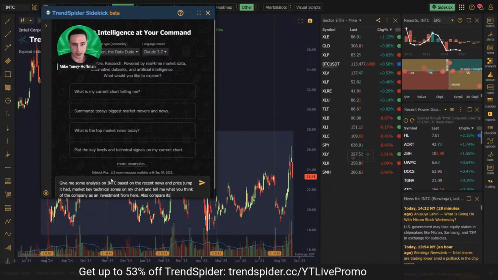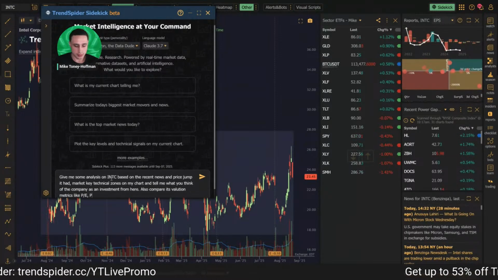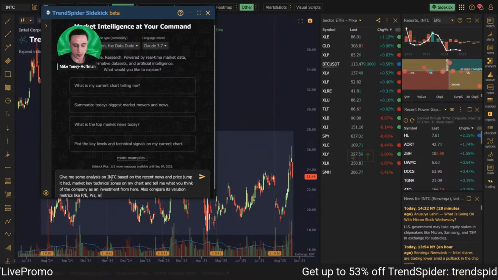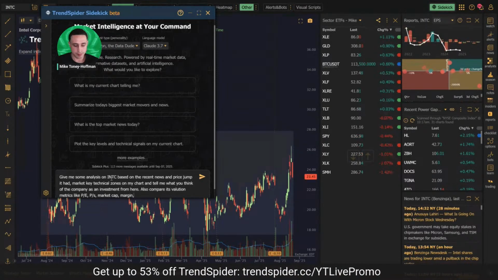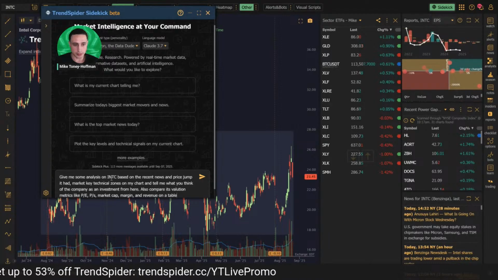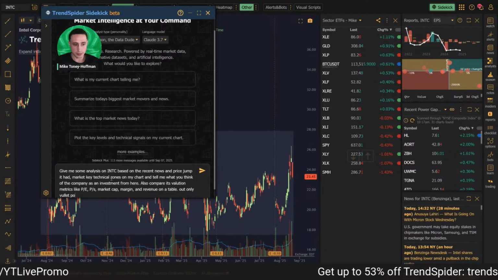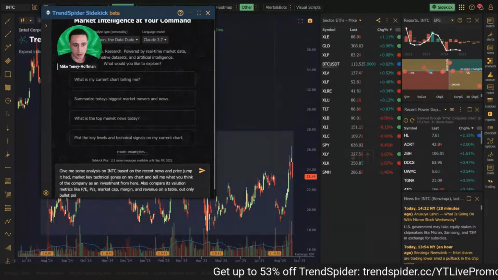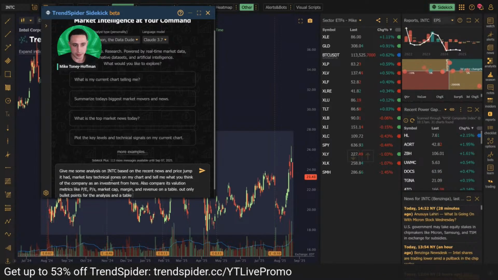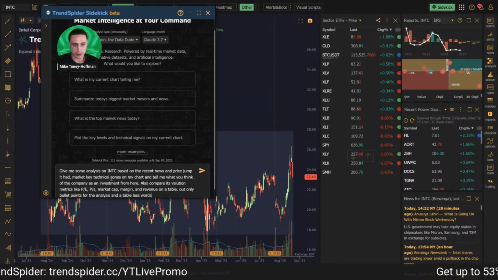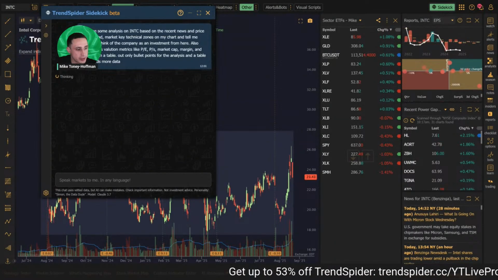Also compare its valuation metrics like PE, PS, market cap, margin, and revenue on a table. I'll put only bullet points for the analysis and a table, less words, more data. So let's see what we can find out about Intel right here.